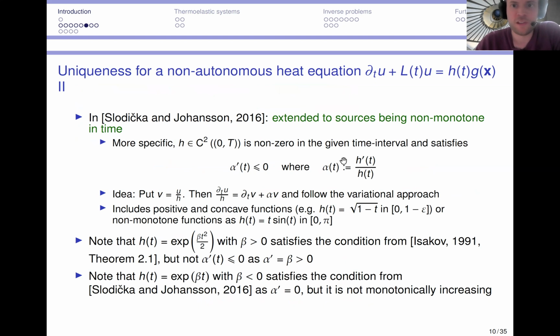And this approach is later used to extend the class of solutions to functions being monotone in time. The idea here was to rewrite the PDE into a new unknown v, which is u divided by h. So we suppose that h is nowhere 0 in the given time frame. And then the time derivative of u divided by h can be written in this form. And you can easily see when following the variational approach that this coefficient alpha here, which is the derivative of h divided by h itself, the derivative of it should be negative.